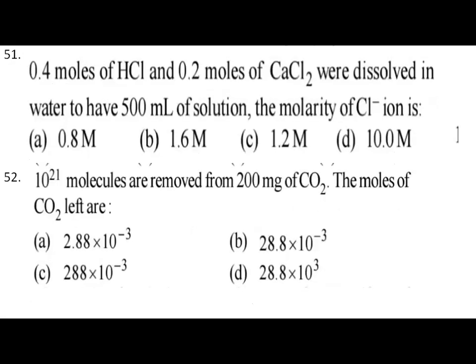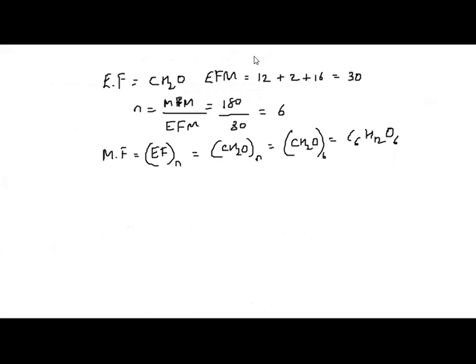Next question. 0.4 moles of HCl and 0.2 moles of calcium chloride were dissolved in water to have 500 ml solution. The molarity of chloride ions is. So they have given two different compounds. Let us see how HCl dissociates. It dissociates to give H plus and Cl minus. They have said 0.4 moles of HCl, so it will give me 0.4 moles of chloride ion and 0.4 moles of H plus ions.